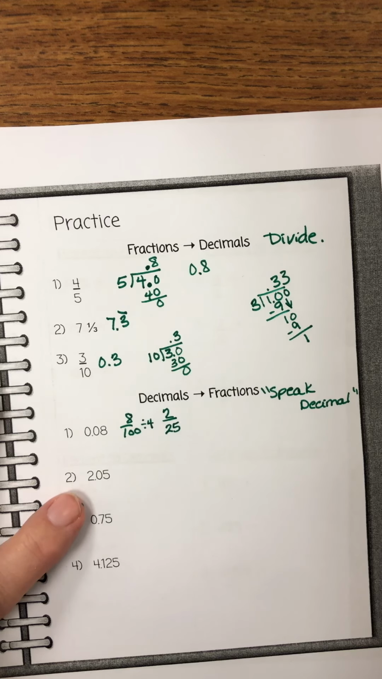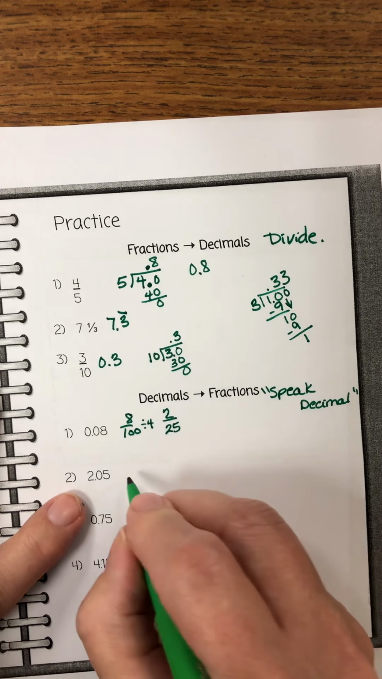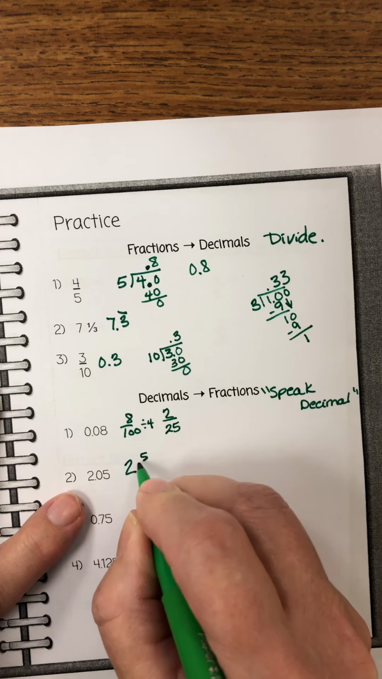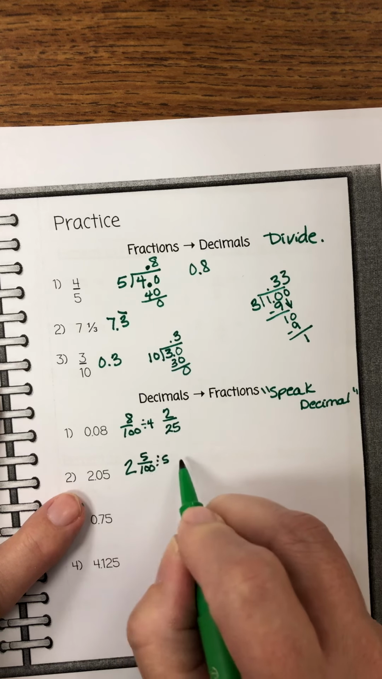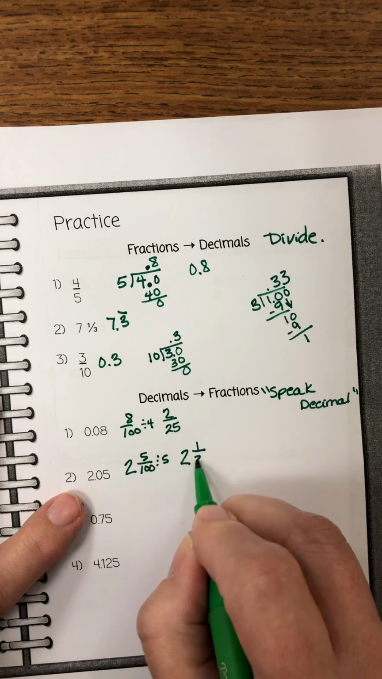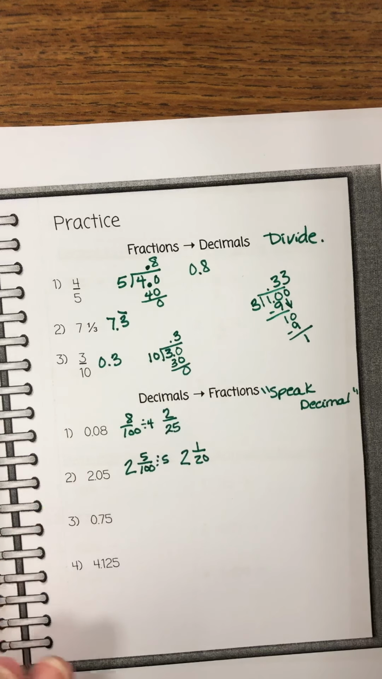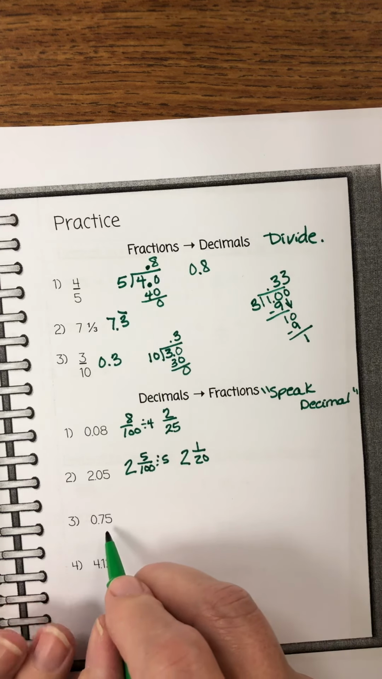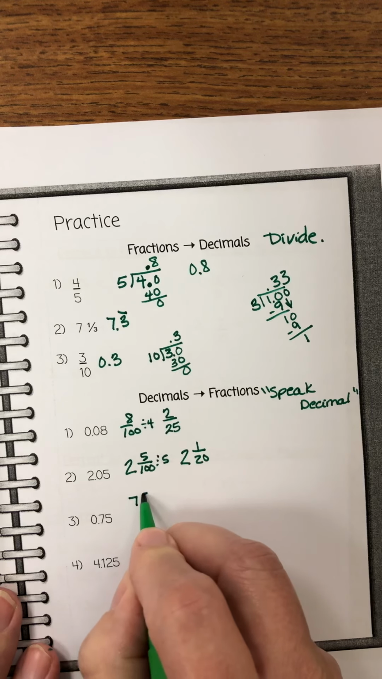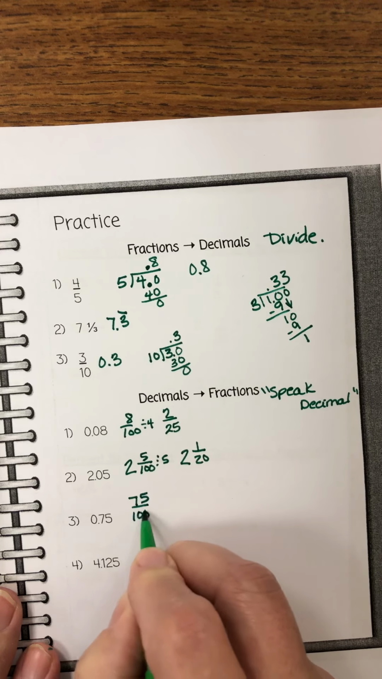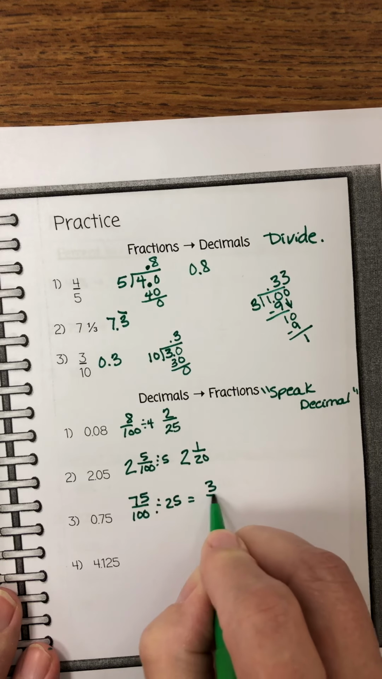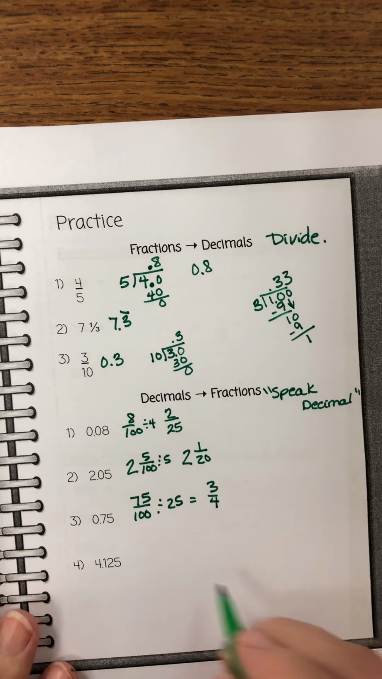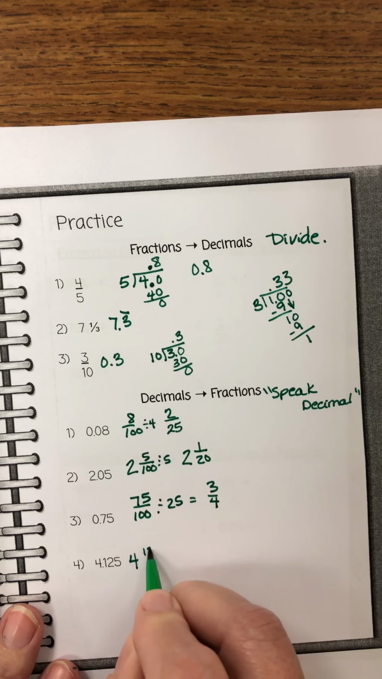All right. Here you have a mixed number because you have a whole number and 5/100. Divide both of those by 5. So that's 2 1/20. So here you have 75/100. Divide both of those by 25. And that's 3/4. And this is 4 1/25.